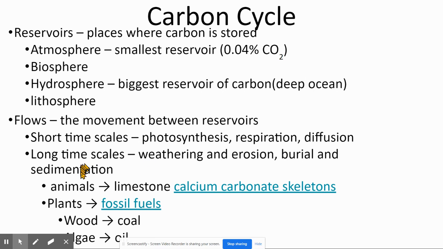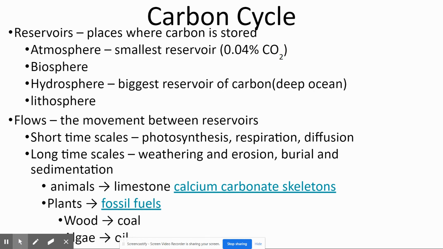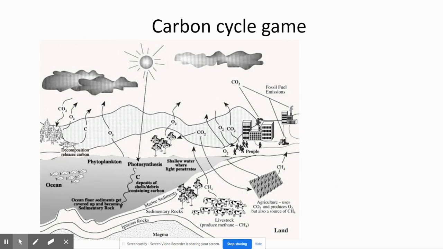And then burial and sedimentation is a long process, and this is how you get fossil fuels. So basically, for fossil fuels, you can watch this video right here, and this is actually how you make calcium carbonate. I'm not going to show the videos, but I'm going to explain them to you.